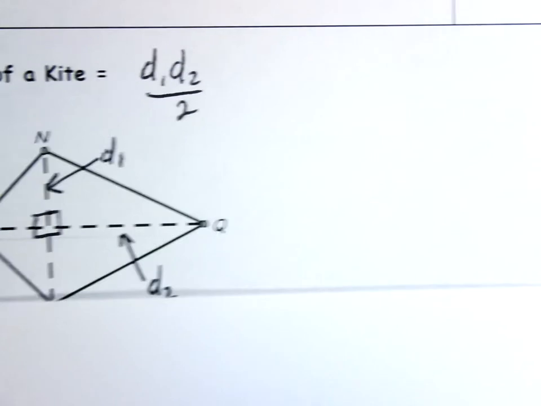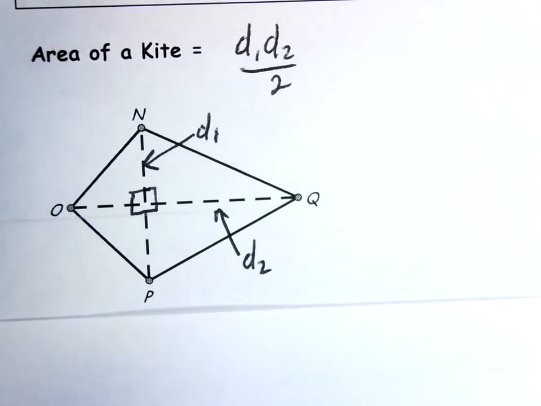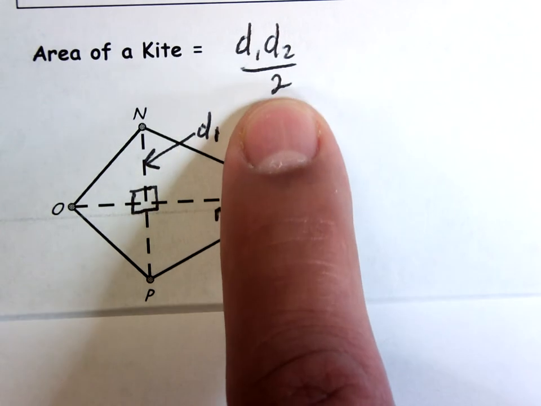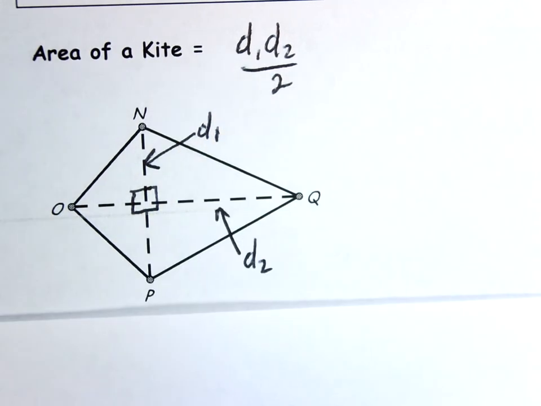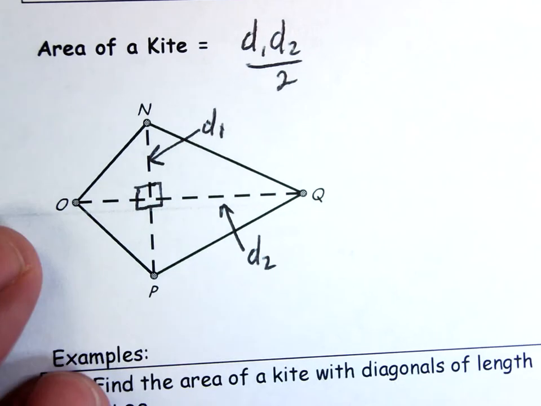Area of a kite should look familiar to you. It's the same as the area of a rhombus. It's the same exact formula to find area of a kite. Multiply your two diagonals, and you divide by 2. Which, again, we can call that diagonal 1, we can call that diagonal 2. Doesn't matter which one you call diagonal 1 or diagonal 2.